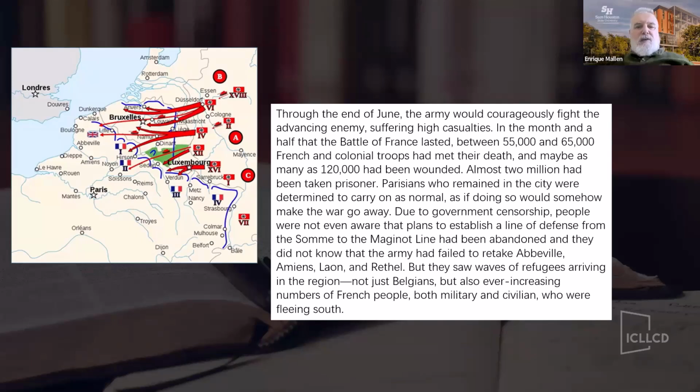Parisians who remained in the city were determined to carry on as normal, as if doing so would somehow make the war go away.